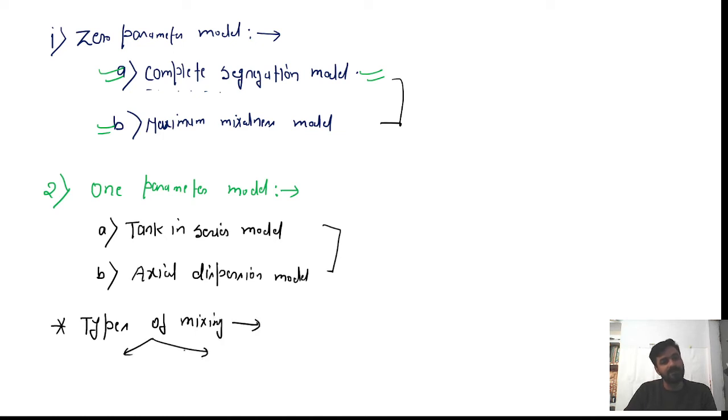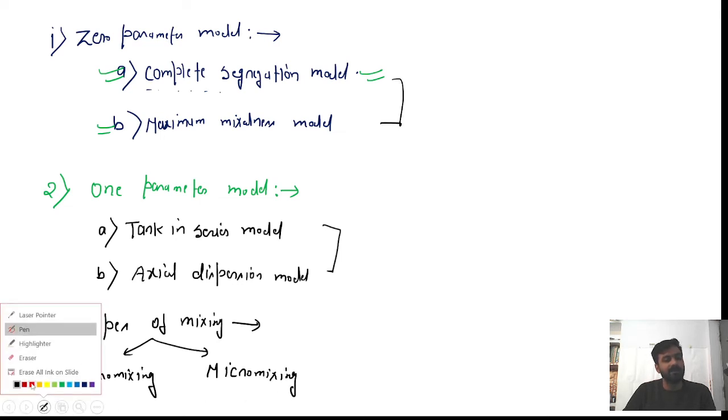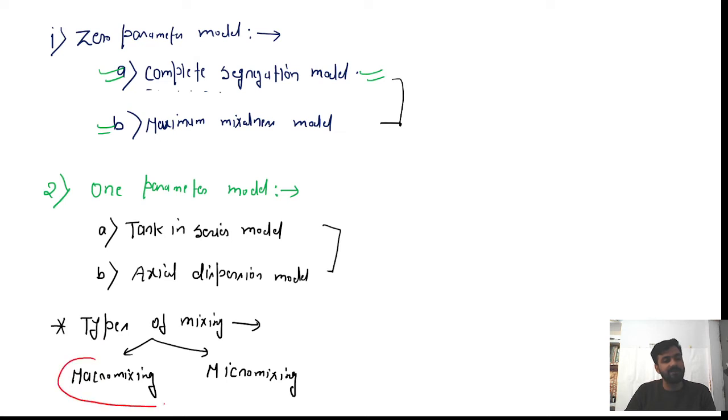There are two types of mixing. First is macro mixing, and the other is micro mixing. These two types of mixing play a very important role whenever we talk about the conversion of non-ideal reactors. In macro mixing, what happens is it produces a distribution of residence time without specifying how the molecules of different age groups encounter one another inside the reactor.